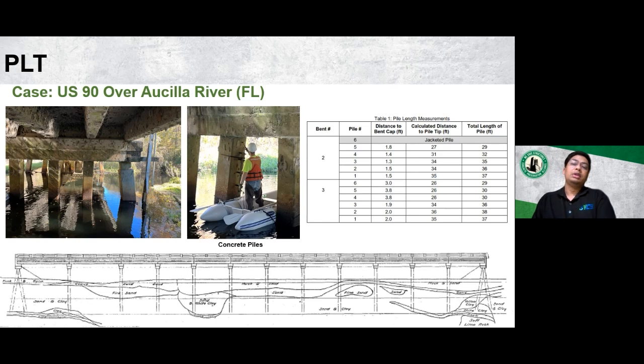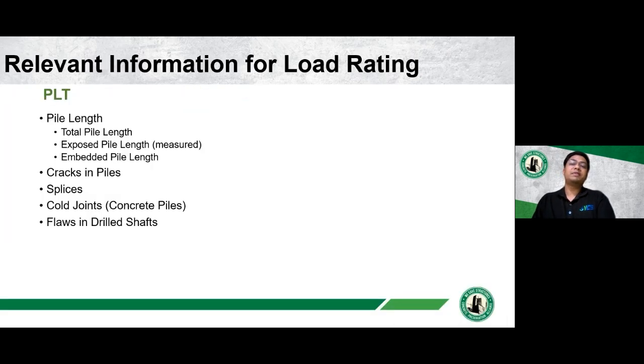So in terms of relevant information derived from pile length testing for load rating calculations, it can be total pile length, which is a combination of exposed pile length, which is a measured unit, and embedded pile length. It can also give you an idea, as I'd already mentioned, about the cracks or the splices in the piles. And for the concrete pile specifically, it can tell you if there is any cold joint present and what would be the relative location for that cold joint.